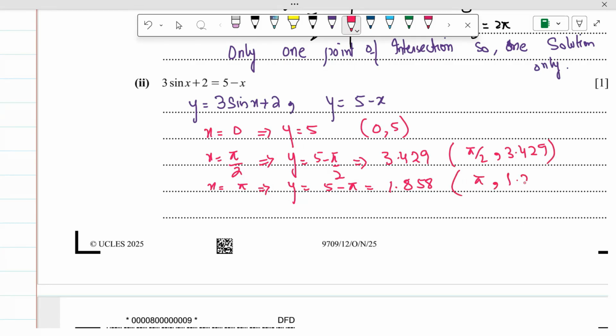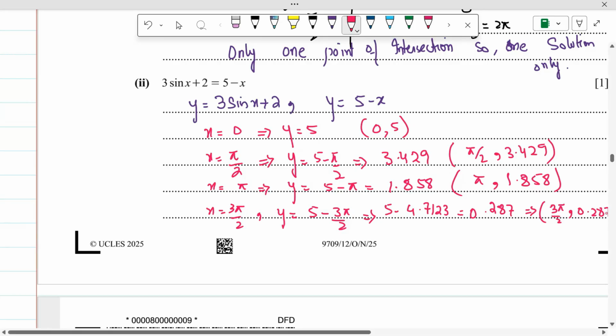When x is equal to 3 pi by 2, y is equal to 5 minus 3 pi by 2, and this one is equal to 5 minus 4.7123, which is equal to 0.287. So we can say that the point is 3 pi by 2 comma 0.287.